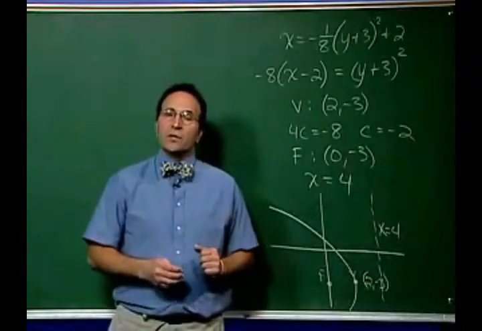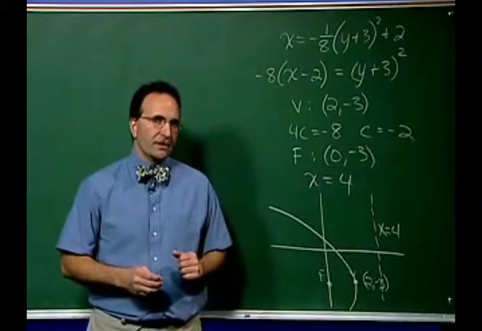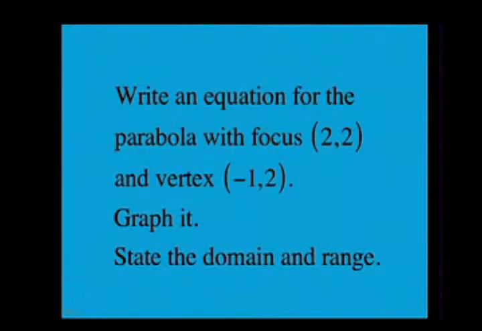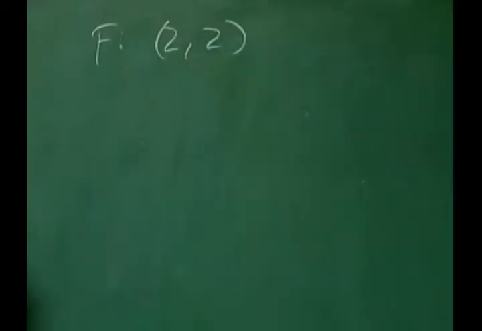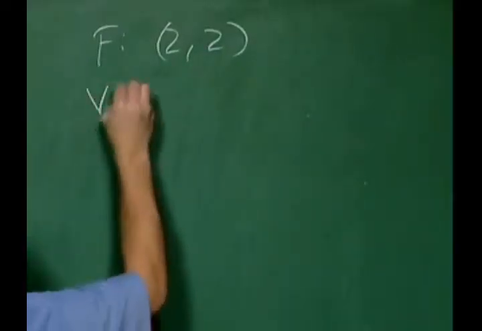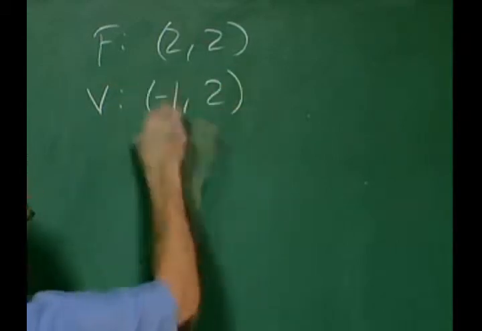Now what I'd like to do is to write the equation for the translation of a parabola. So write an equation for the parabola with focus (2, 2) and vertex (−1, 2). Graph it, and then state the domain and the range. So the focus is (2, 2). And the vertex is (−1, 2).